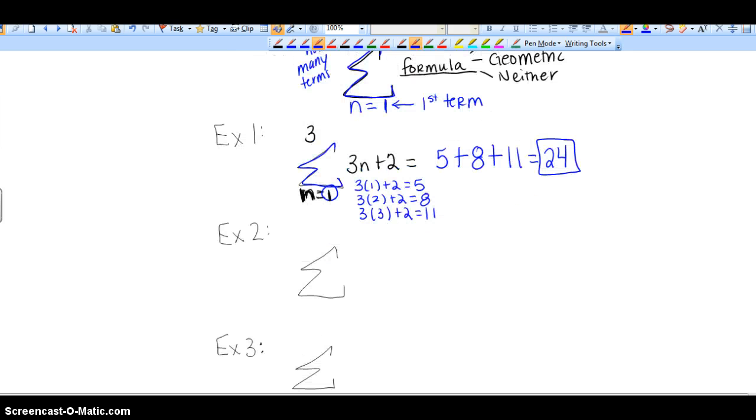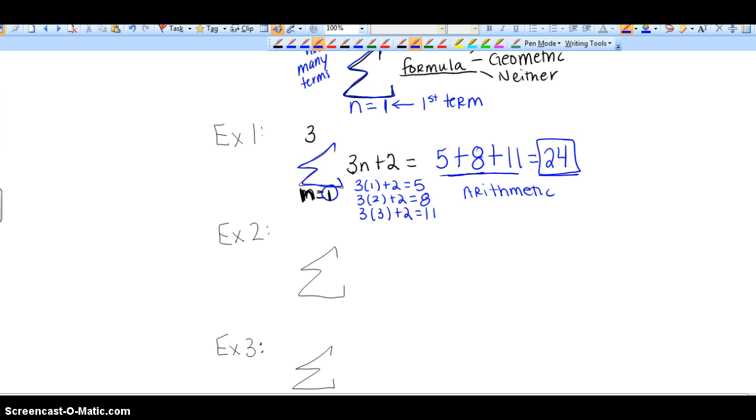So when you take this series, you add up the terms to get your total. Now you also can tell from the sequence that since it's going from 5 to 8 to 11, it's adding 3. This must be arithmetic. And you can see the 3 from the formula.